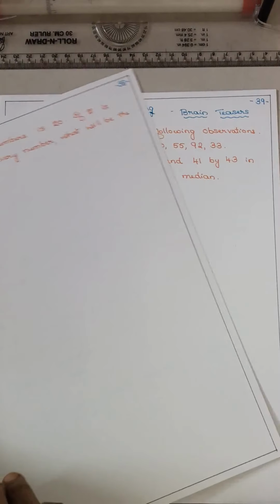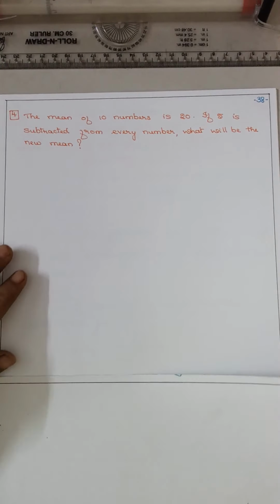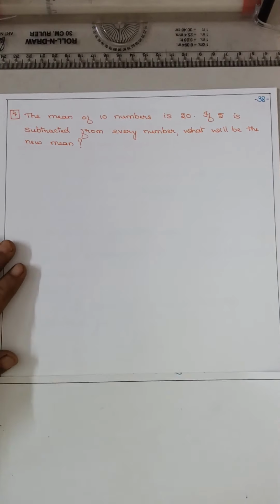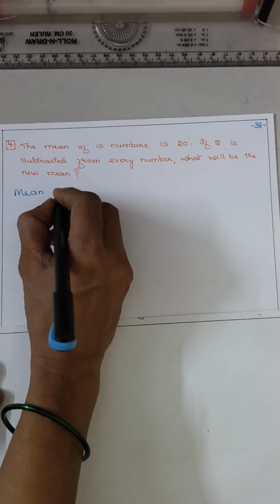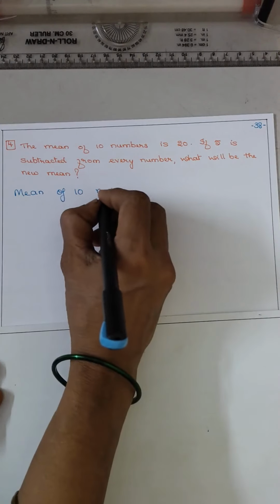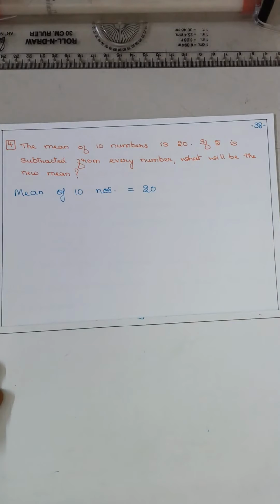Now coming to the question number 4. The mean of 10 numbers is 20. Now if 5 is subtracted from every number, what will be the new mean?